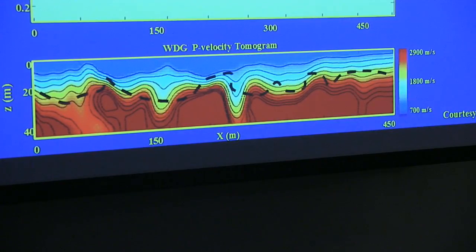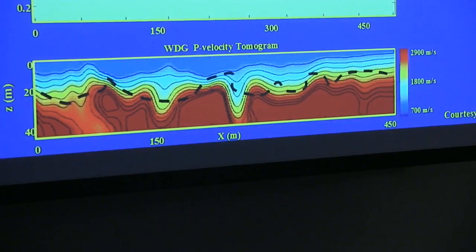We didn't get to the point of doing zero offset gathers. We didn't discover that gem until later on.